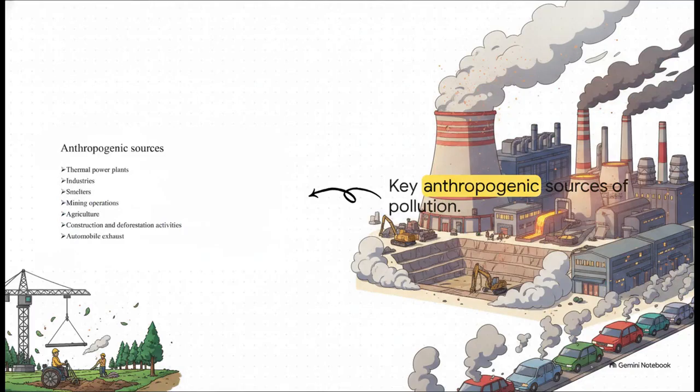So what does this look like in the real world? Well, they're everywhere. We're talking massive thermal power plants, heavy industries, smelters processing metals, and intense mining operations. But it also scales all the way down to everyday activities: agriculture, construction, deforestation, and yeah, even the automobile exhaust from your morning commute. Every single one of these activities is just constantly pumping particulates straight into our atmosphere.